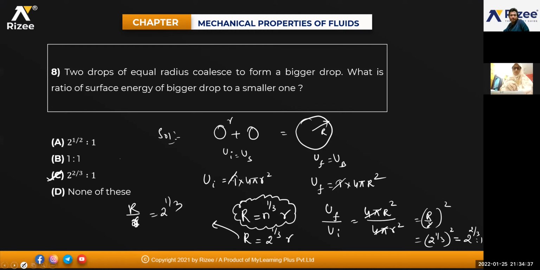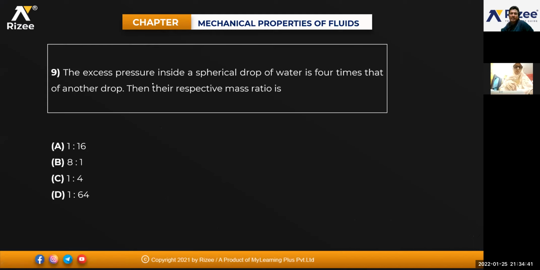Clear? Is it clear for everyone? Chalo, next question. The excess pressure inside a spherical drop of water is 4 times that of another drop. Then the respective mass ratio is how much? Chalo, jaldi se karke batao, beta.